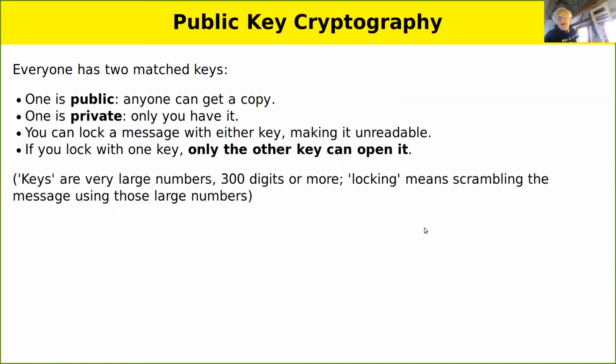Everyone has two matched keys. One is public, anyone can have a copy, and one is private, which only you have. You can lock a message with either key, making it unreadable. If you lock with one key, only the other key can open it. That's how it works. Now, when I say keys, it's actually a very large number, 300 digits or more, and locking means scrambling the message using those large numbers, but it's keys and locking.